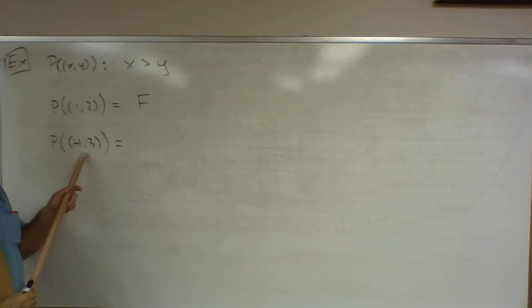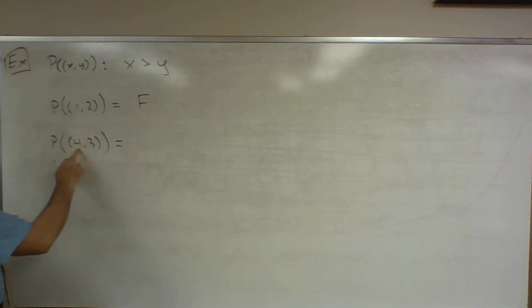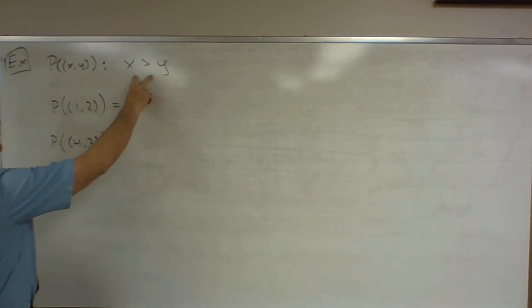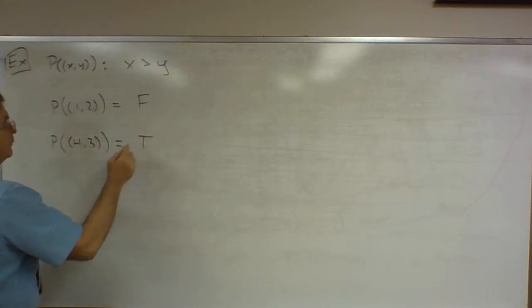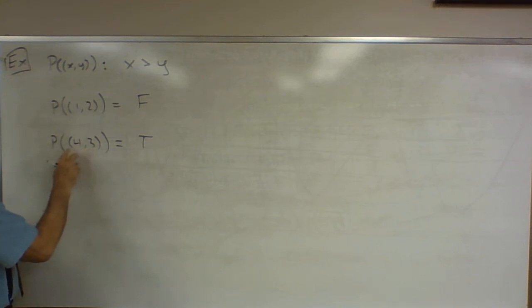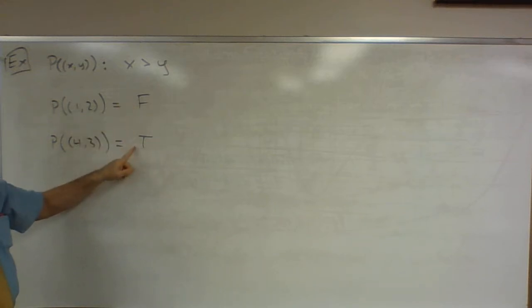Now let's try inputting a different object or ordered pair. This time we're going to plug in x equal 4, y equal 3. And when we plug this ordered pair into our function, is it true that the statement 4 is greater than 3 is true? It sure is. So when we plug the ordered pair 4, 3 into our propositional function, our function yields the output of true. And for every pair of real numbers, x, y, this propositional function will give us exactly one output, either false or true.